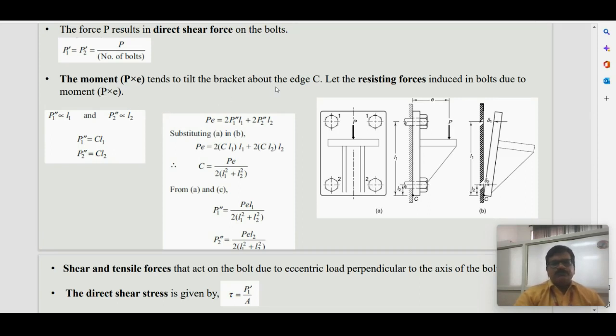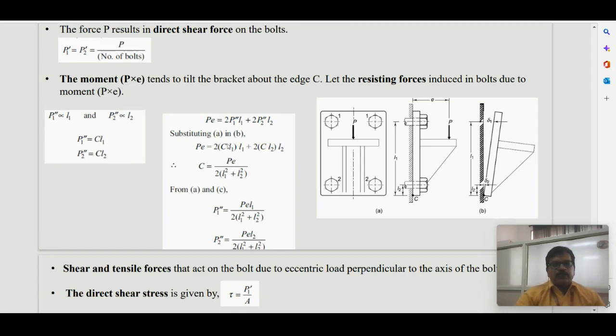P into E tends to tilt the bracket about the tilting edge with respect to C. This secondary shear is proportional to the distance of the rivet center from the tilting edge. So you can remove the proportion and replace it with a constant. So secondary shear in the first row is equal to C into L1, and secondary shear in the second row is equal to C into L2. So C can be calculated like this.